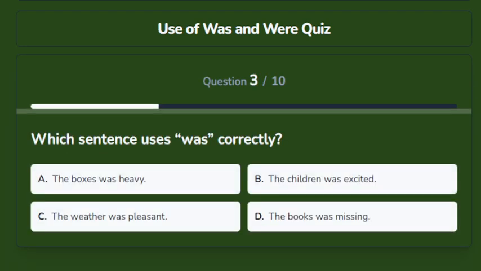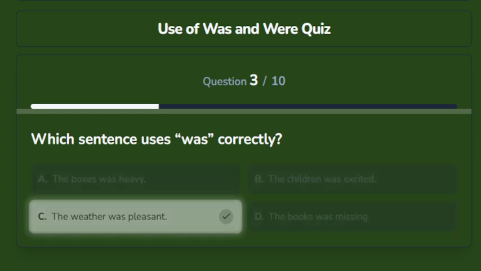Question number 3. Which sentence uses was correctly? Options are A the boxes was heavy, B the children was excited, C the weather was pleasant, D the books was missing. The correct answer is the weather was pleasant.